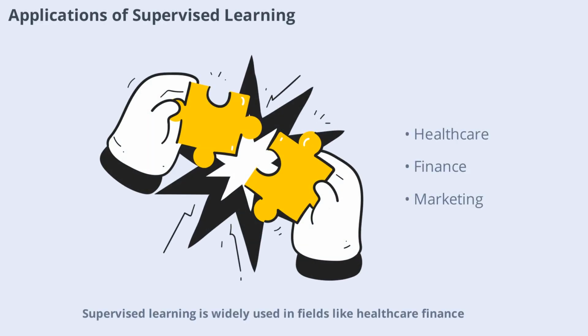Supervised learning is widely used in fields like healthcare, finance, and marketing. It powers applications such as credit scoring, disease prediction, and personalized recommendations. Its ability to make accurate predictions from labeled data makes it a cornerstone of modern machine learning.